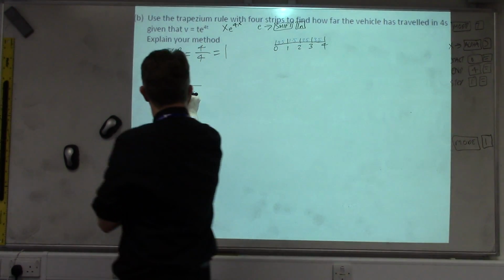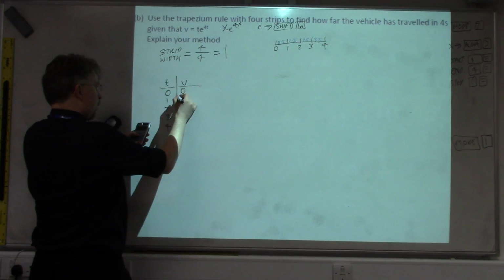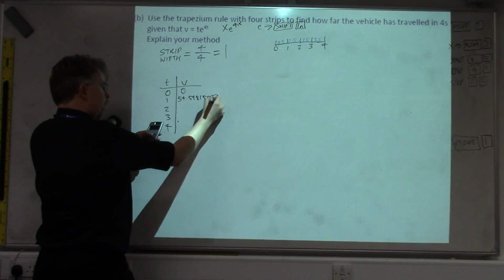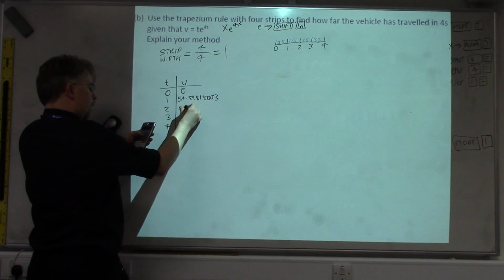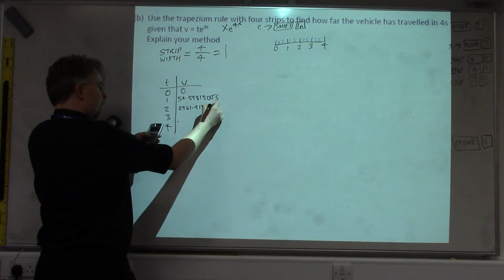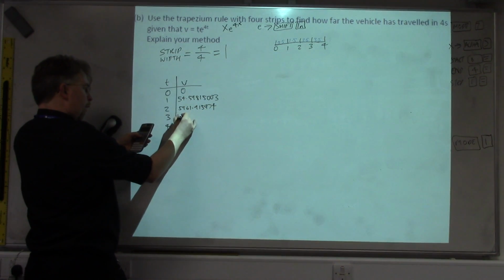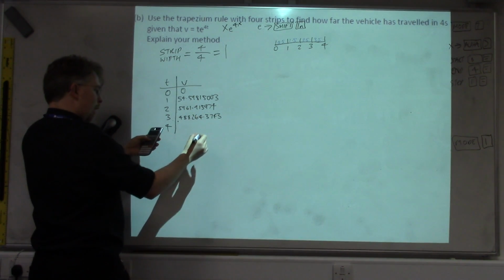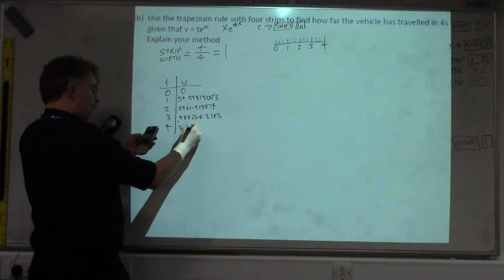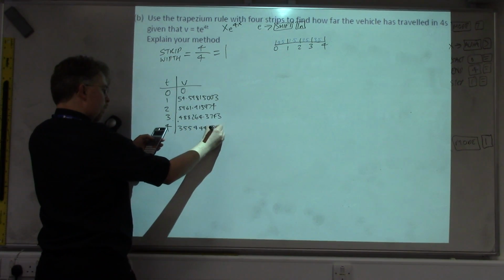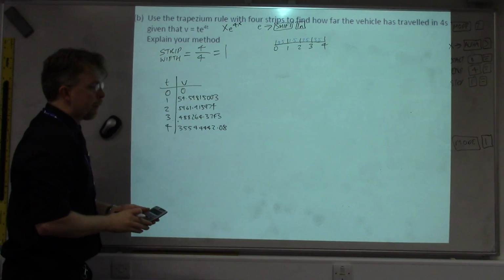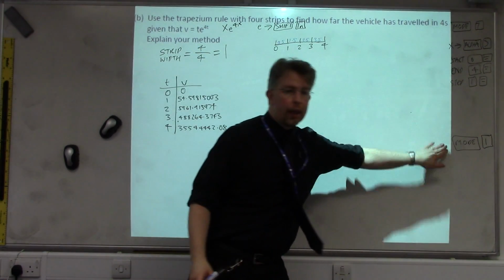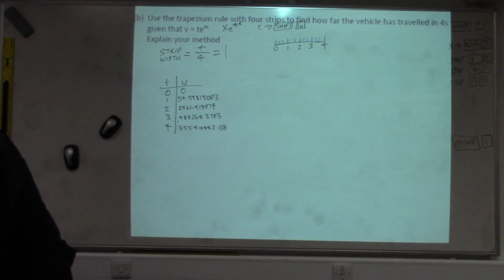Writing our values: 54.598150003, 5961.915974, 488264.3743, 3554442.08. Mode 1, we go back to normal calculator mode.